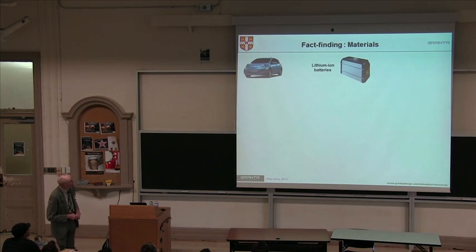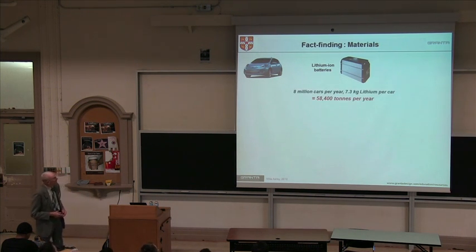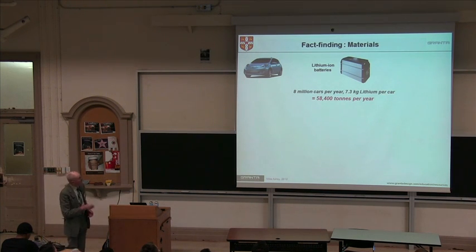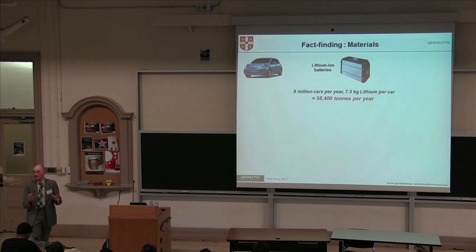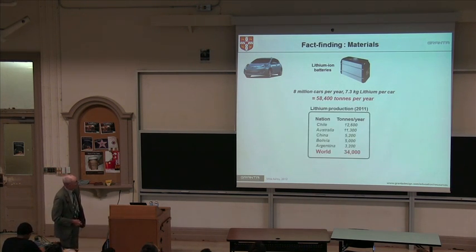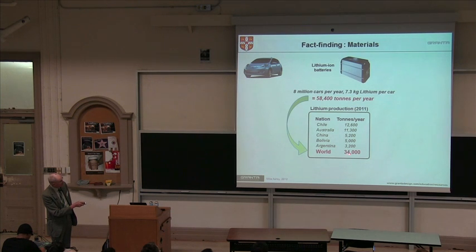Well, let's look at batteries. The current choice for this car, the Nissan Leaf, is a lithium-ion battery. 8 million cars a year, we said, each with 7.3 kilograms of lithium. That's that much lithium. 58,400 tons of lithium per year to make the batteries, if you want to have 10% of electric cars by 2020. Here is the lithium production in 2011. Here we go. The world production is 34,000 tons in 2011.